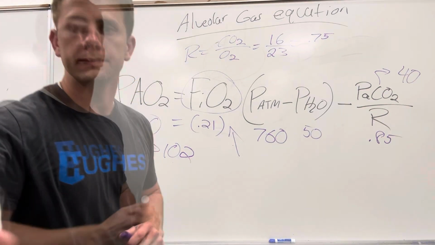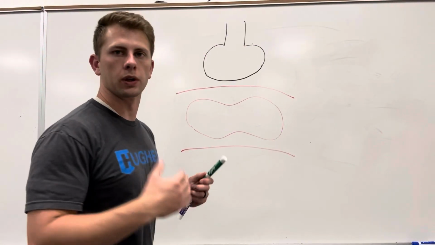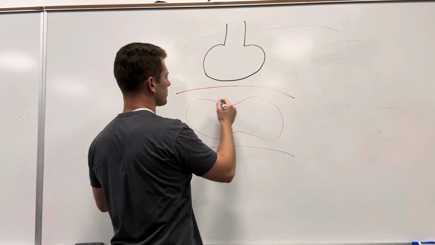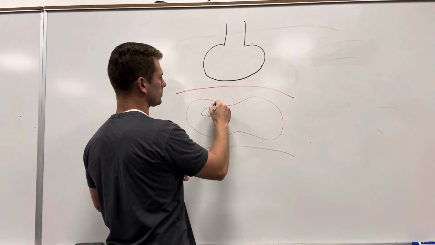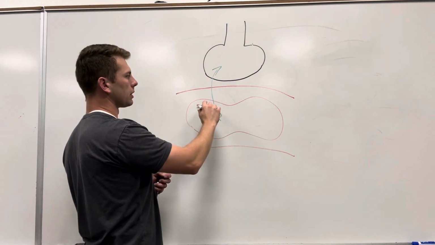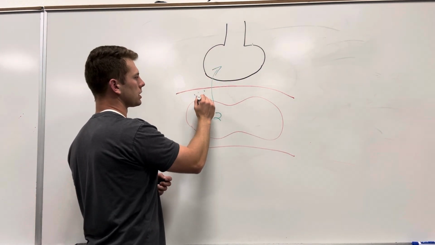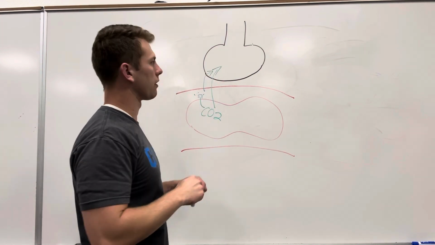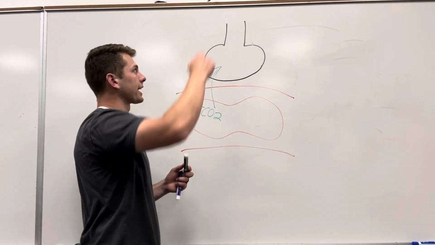Okay, a little bit about how CO2 and oxygen exchange. So we'll have CO2 basically go out of the red blood cell and into the tissues first, and then go out to the alveolus to be pushed back out.